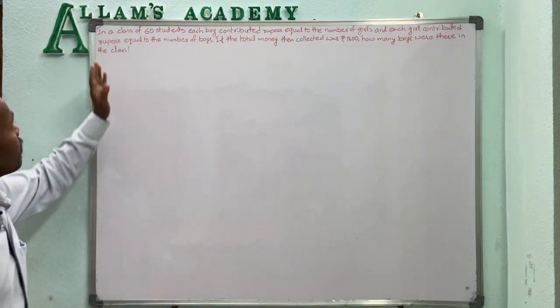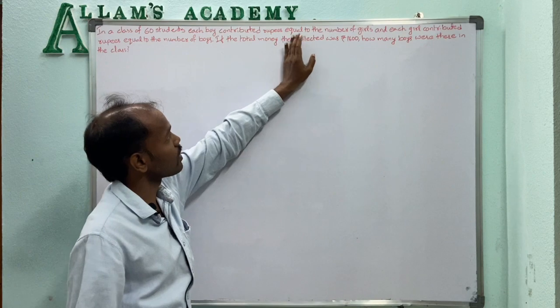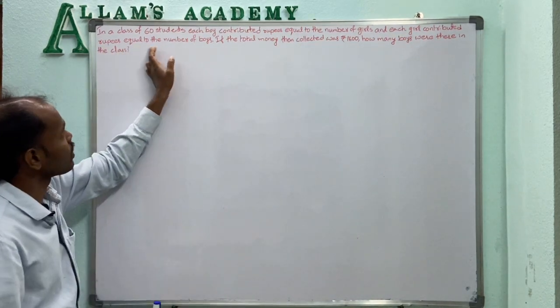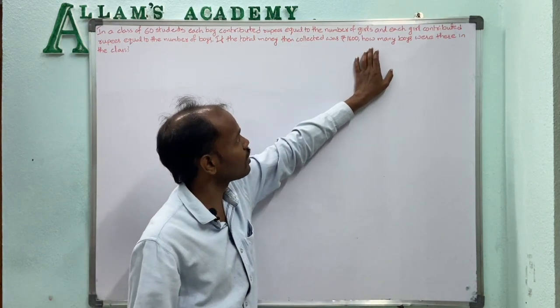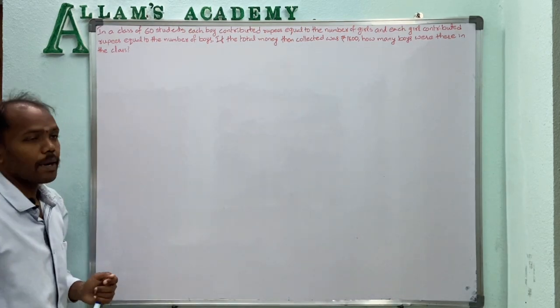Here is the problem given. In a class of 60 students, each boy contributed rupees equal to the number of girls and each girl contributed rupees equal to the number of boys. If the total money collected was rupees 1600, how many boys were there in the class? That is the problem given.